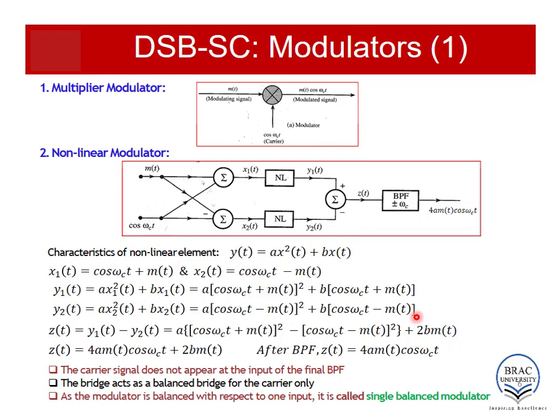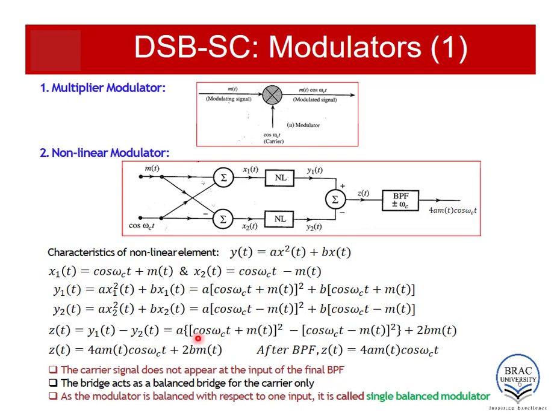We can divide it into two parts. At first we are taking a as common from these two parts. So a multiplied by (cos omega ct plus mt) whole square minus (cos omega ct minus mt) whole square, plus the subtraction of this part. The subtraction of this part from this part will be simply 2bmt, because when we are subtracting this from this, the cos omega ct will be negated, and as there are two mt's, the result will be 2bmt.